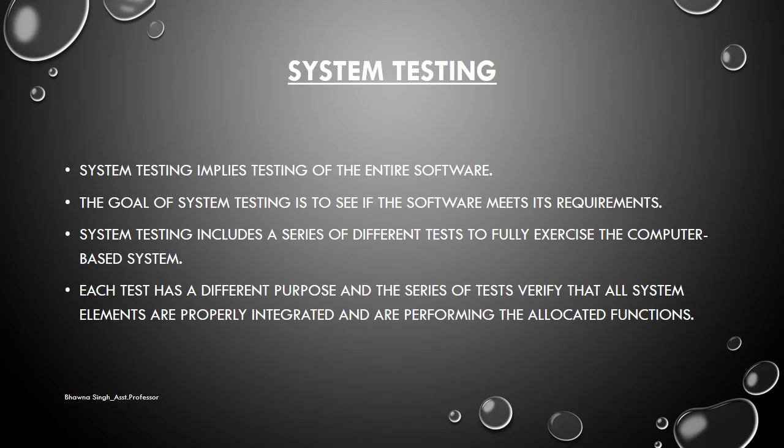Now till now we have done the unit testing of small modules, and after combining all the units or modules, we have done the integration testing. Now comes the third level of testing, that is system testing. System testing implies testing of the entire software. The goal of system testing is to see if the software meets its requirements. System testing includes a series of different tests to fully exercise the computer-based system. Each test has a different purpose, and the series of tests verify that all system elements are properly integrated and are performing the allocated functions.